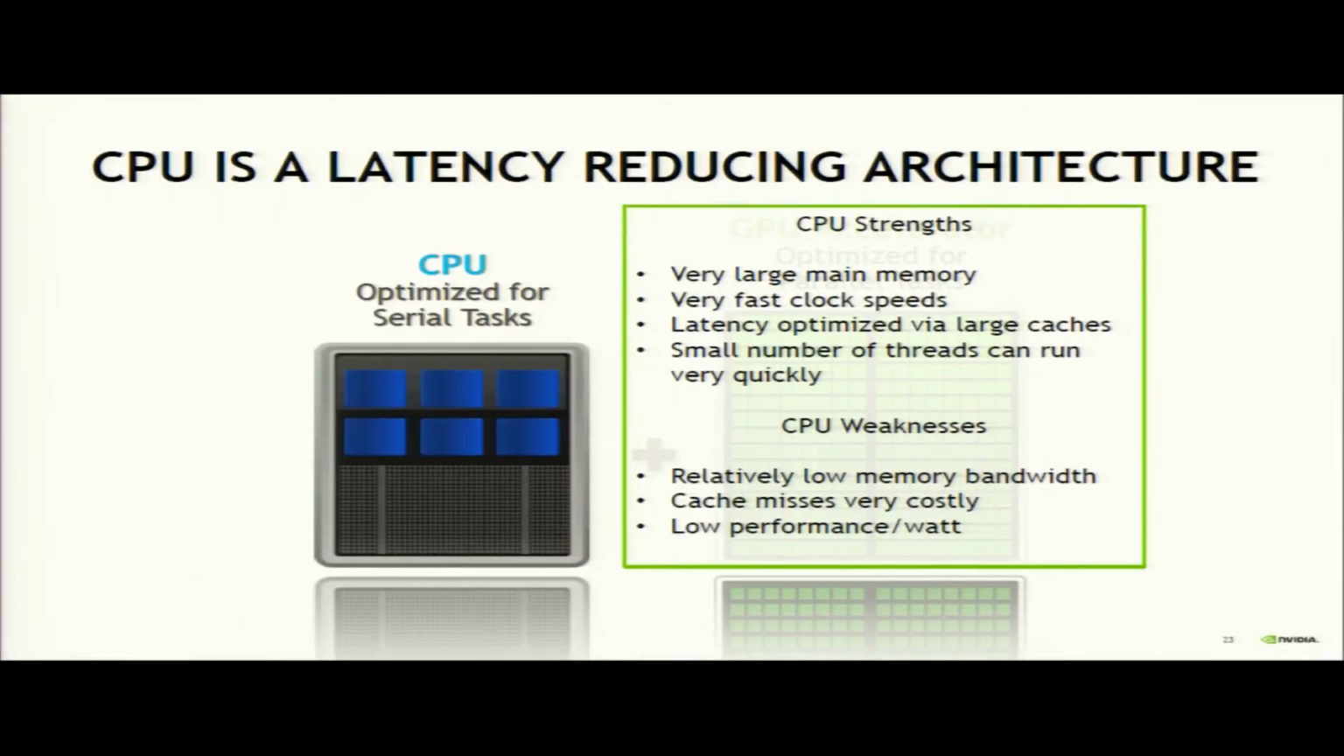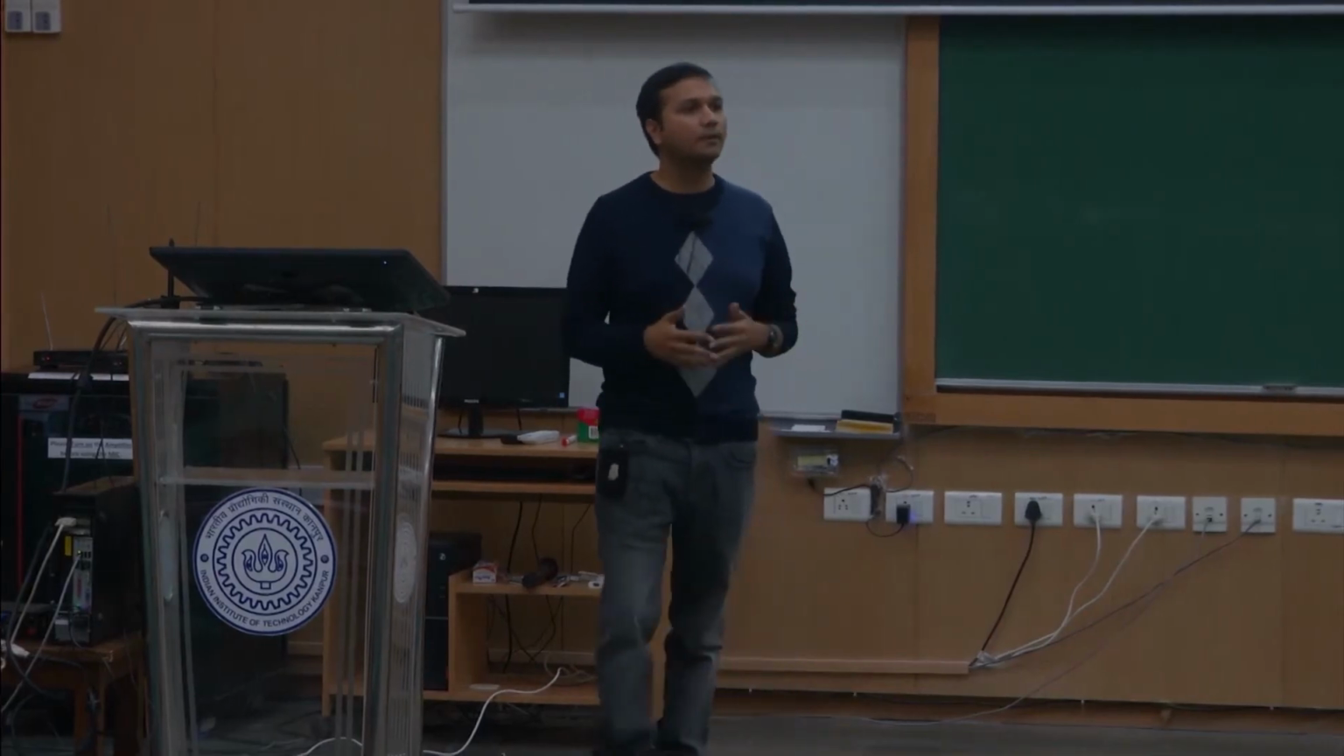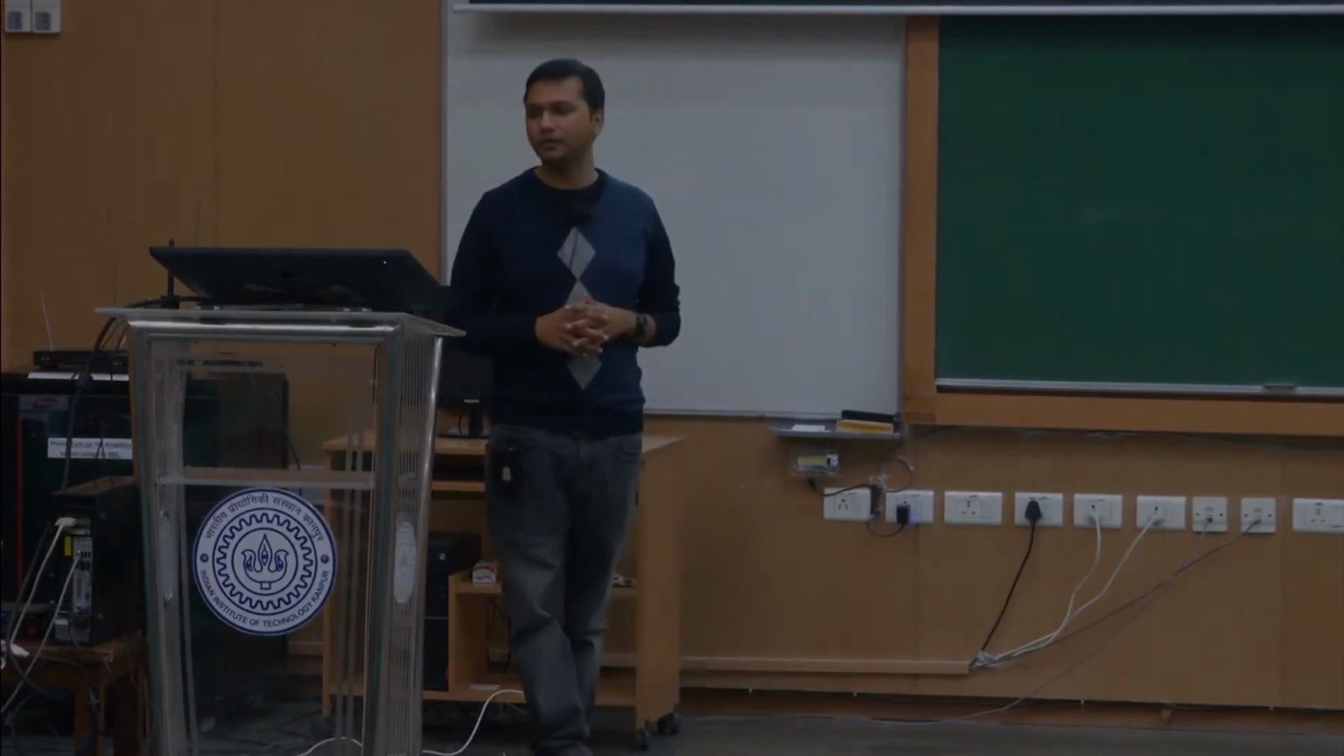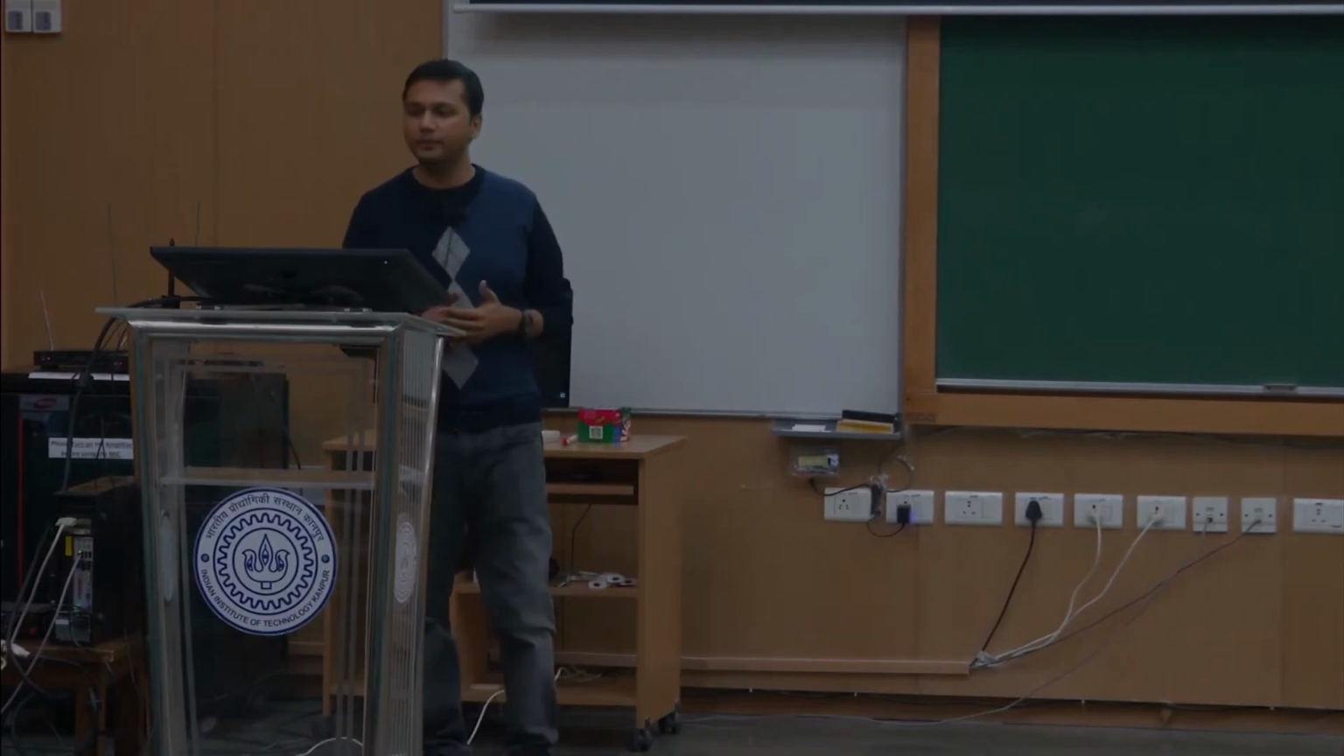1 thread per core is generally the number. With hyper-threading enabled, they are usually okay with 2 threads per core as well. So it can run those cores very, very fast, those threads very fast on that core. What are the weaknesses of CPU?